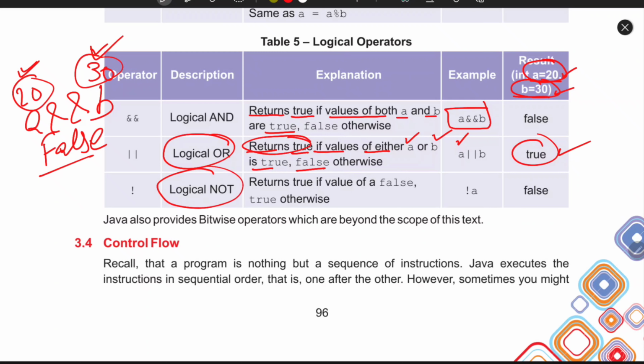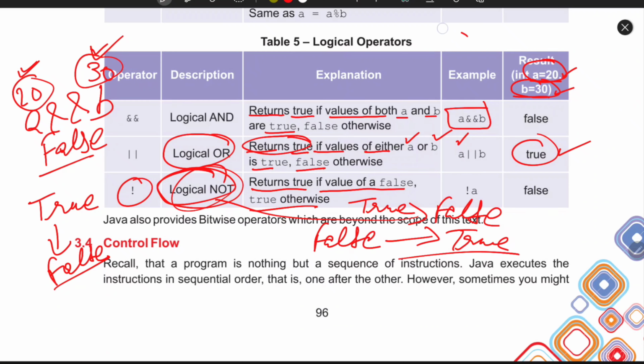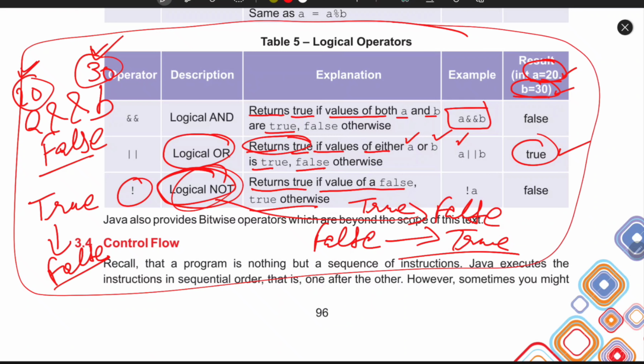The last one is logical NOT. Before using this operator, if initially the value is true, after we use the logical NOT the result is false, because this operator is used to represent the opposite of the thing. It returns true if the value is initially false, otherwise it is false. That means if initially it is true, then after using it the answer will become false, and if initially the answer is false, after using it the answer will become true. This is how simple the logical operator is.